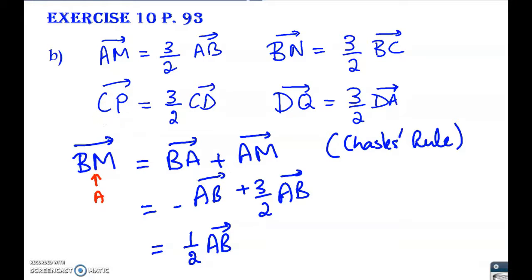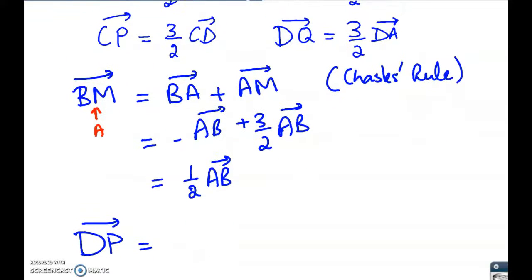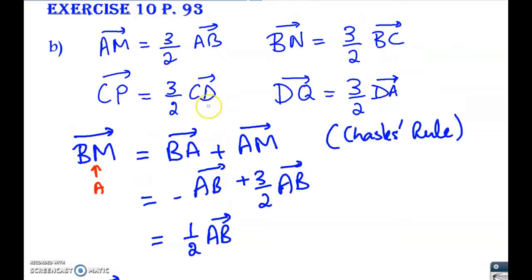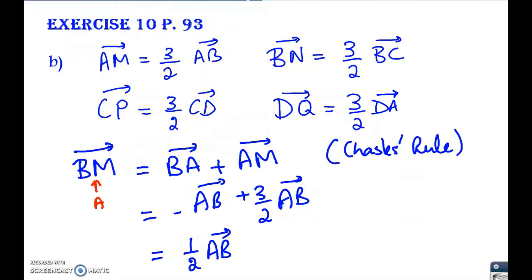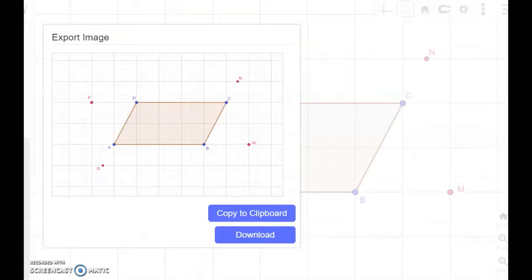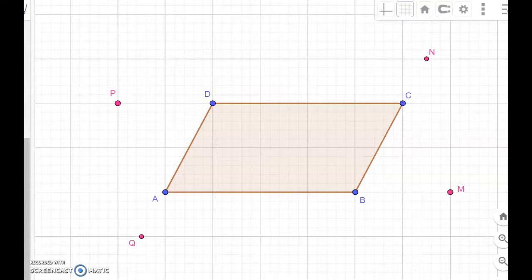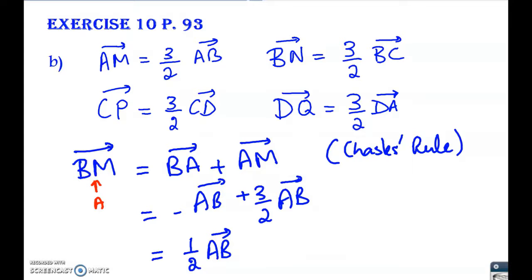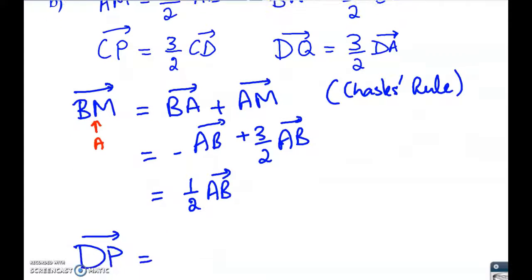So I think of inserting letter C. If I insert letter C, I will get DC plus CP. CP is already 3 over 2 CD. And remember, from the figure, CD is BA. So CD is BA, which is minus AB. And our goal is to write everything in terms of AB.